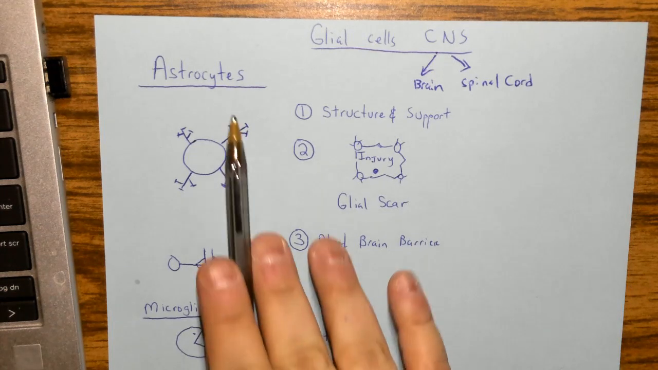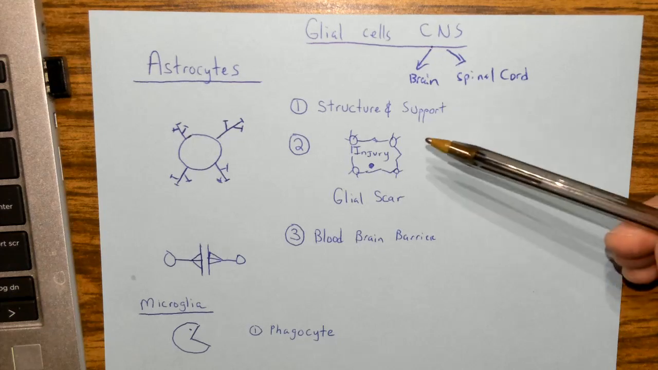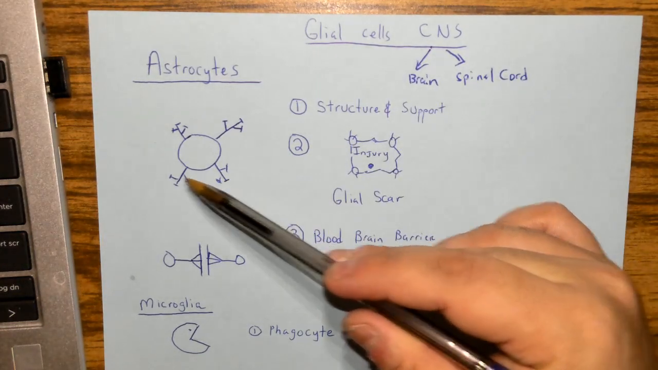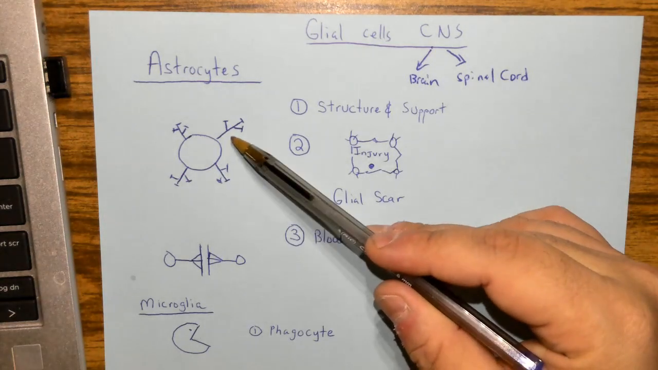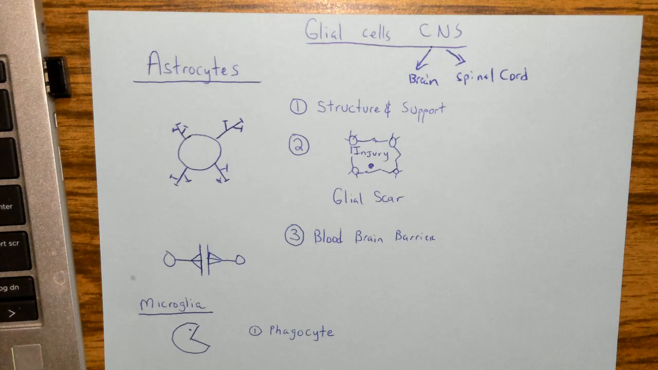So you've got astrocytes, star-shaped cells. I don't know what we got through yesterday, so let me just do it again. They have this appearance with these long extensions. Structure and support. They almost scaffold the brain, giving it the support needed. They hold neurons in place. You find these in between neurons, just holding things together.